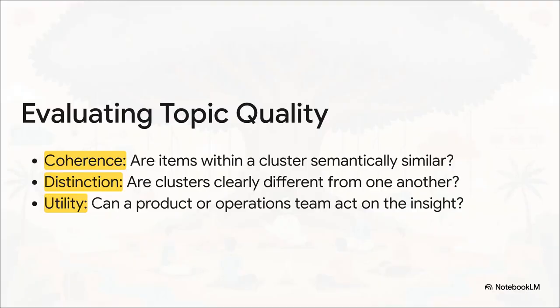Your evaluation has to have 3 parts. First, coherence. Do the items in a cluster actually belong together? Are they about the same thing? Second, distinction. Are your clusters clearly different from each other, or do they kind of blur together? And honestly, most importantly, utility. Can someone do something with this information? Because if a product team can't use your insight to make the product better, it's not a good topic, no matter how clean it looks statistically.